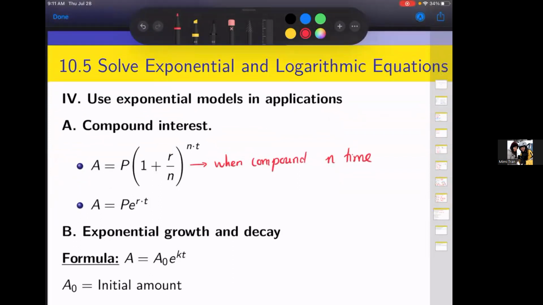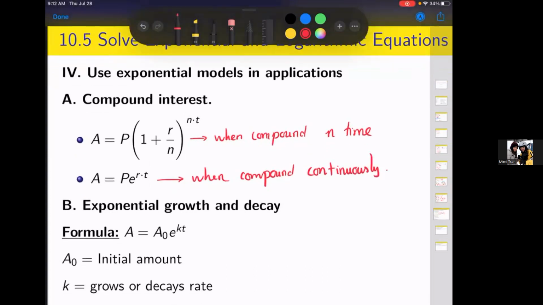And the second formula, PERT, we use it when we compound how many times? Yeah, continuously. You keep hitting that enter bar on your computer continuously. You don't have to memorize these. They will be given on the exam, but you just have to know which one to use when, right? I'll give you both formulas, but you're gonna choose when to use them.